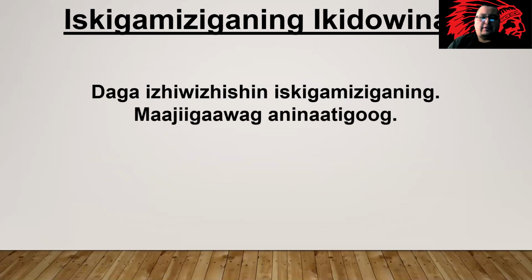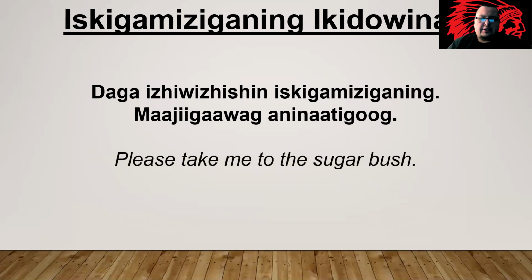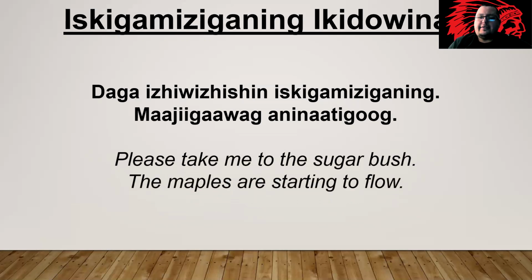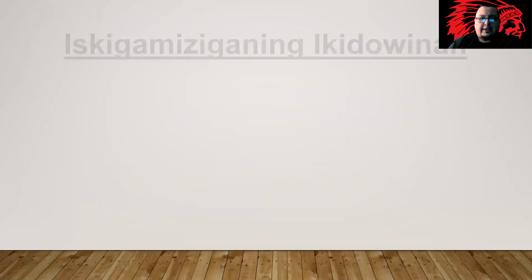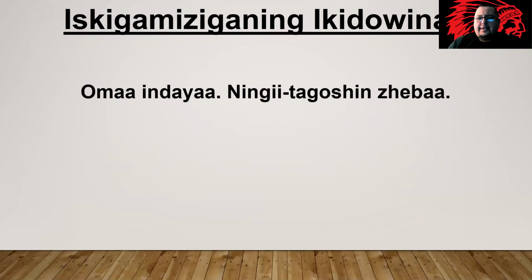Next one, daga ijiwijishin iski gamiziganing. Majigawag aninatigug. All right, I'll try this again. Daga ijiwijishin iski gamiziganing. Majigawag aninatigug. Please take me to the sugar bush. The maples are starting to flow. Daga ijiwijishin iski gamiziganing. Please take me to the sugar bush. Majigawag aninatigug. The maples are starting to flow. All right, good one to use right there. And I think these are the last ones.